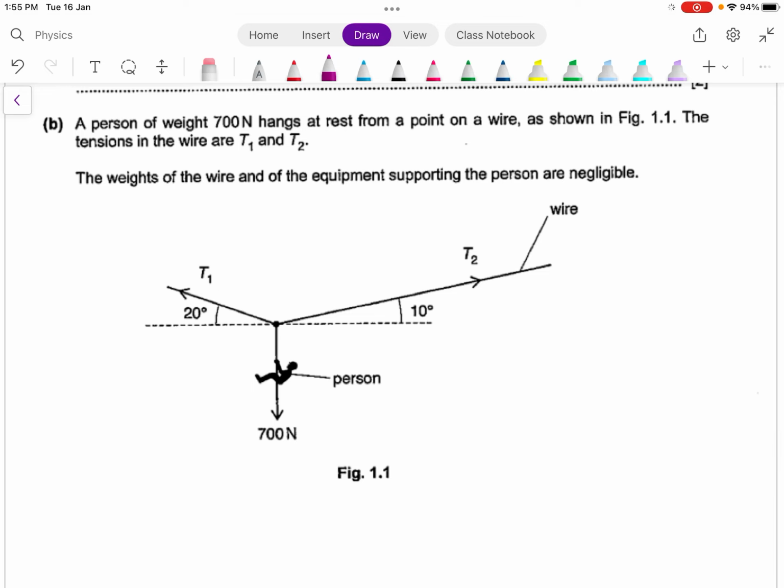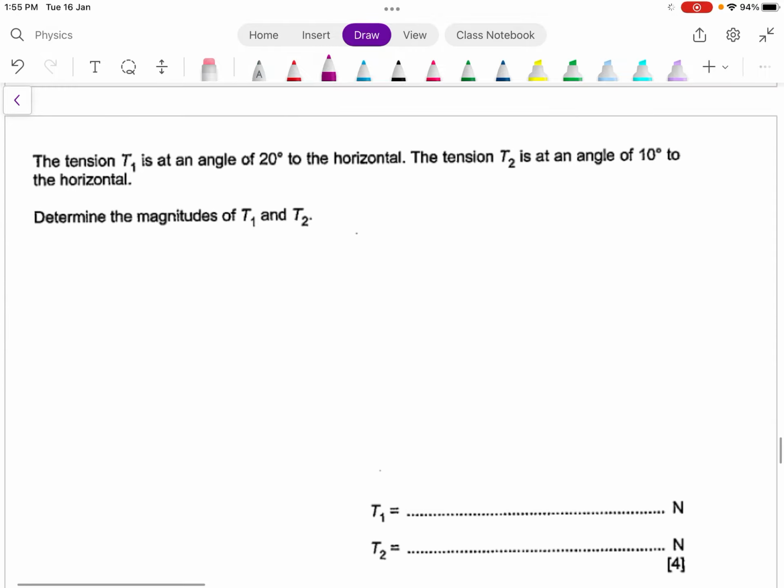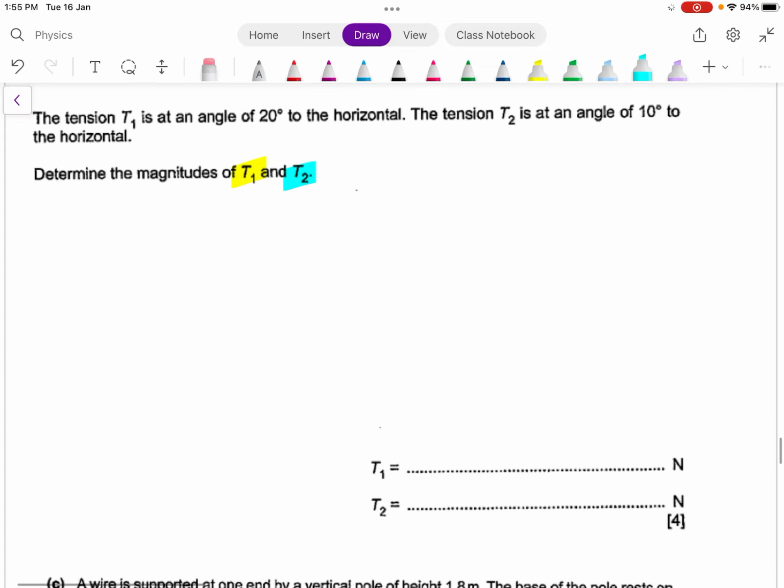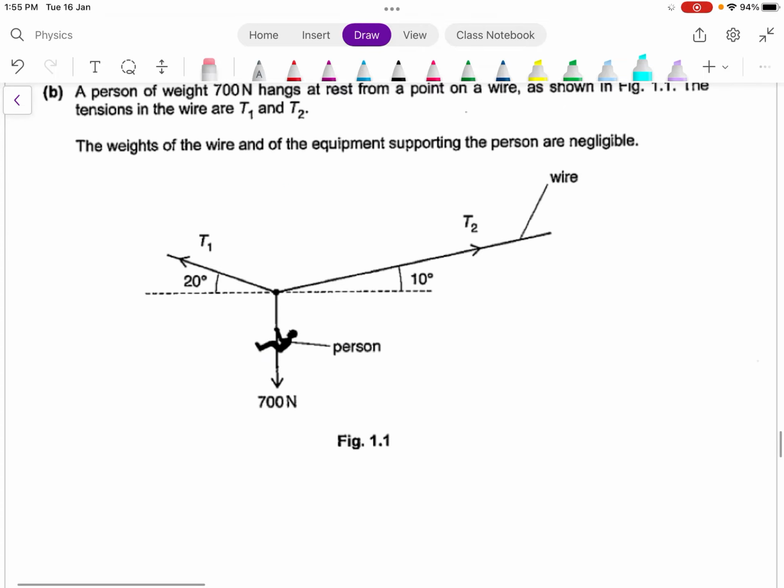A person of weight 700 Newton is at rest from a point on the wire. The weight of the wires is negligible. We are asked to determine the magnitude of T1 and T2. 4 marks this one, so it's a bit more tedious. First, we know that there's no resultant force in the horizontal and the vertical direction. So let's determine the vertical direction first.